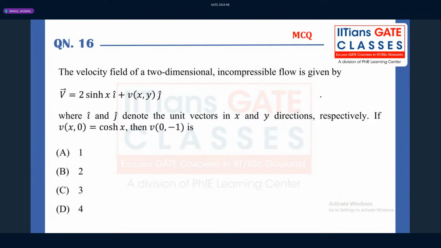Here, try to observe what they are giving. They have given the velocity field of a two-dimensional incompressible flow, which is V equal to 2 sinh x i cap plus V of x, y j cap. That means the velocity field is given in the xy plane, where you have the u component of velocity and the v component of velocity. If V of x comma 0 is equal to cosh x, then what is V of 0 comma minus 1?